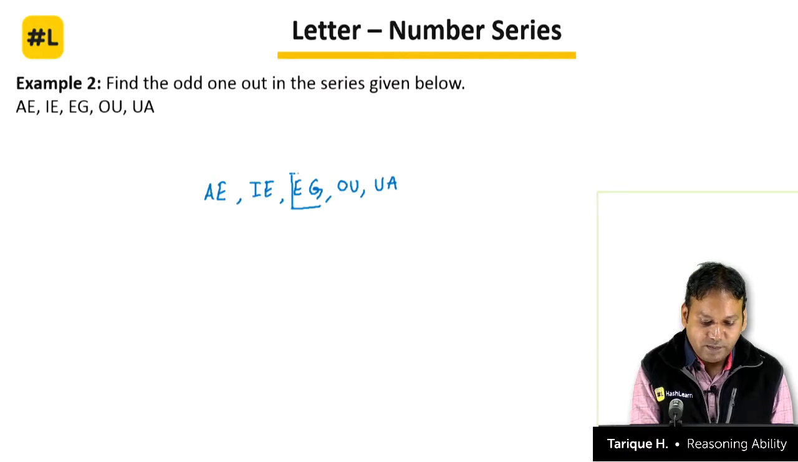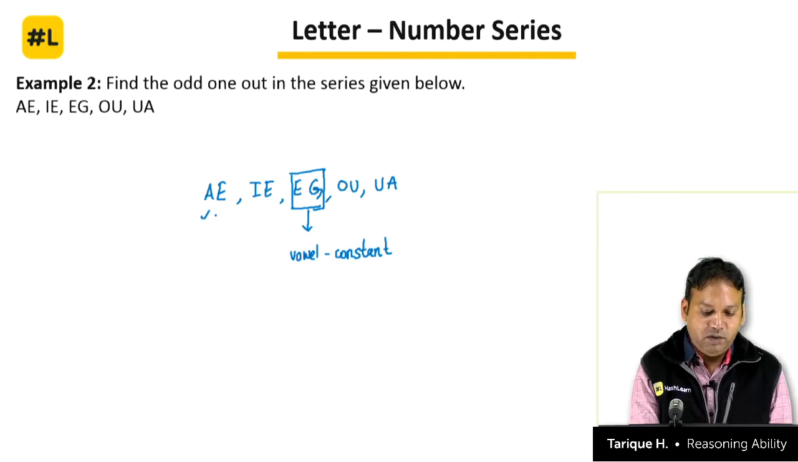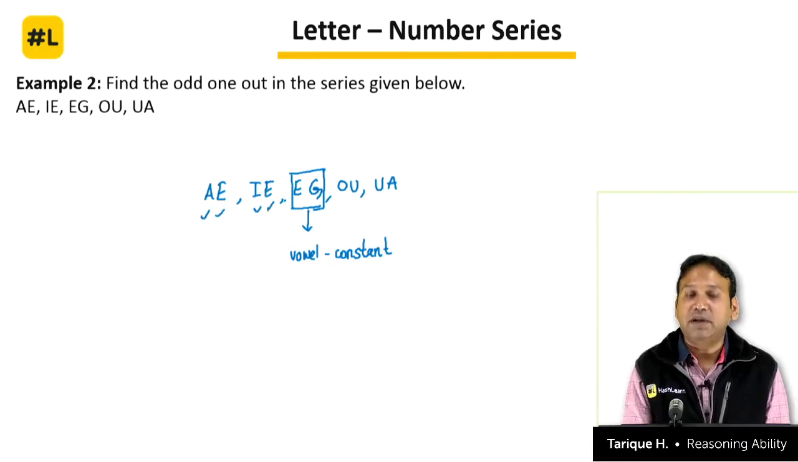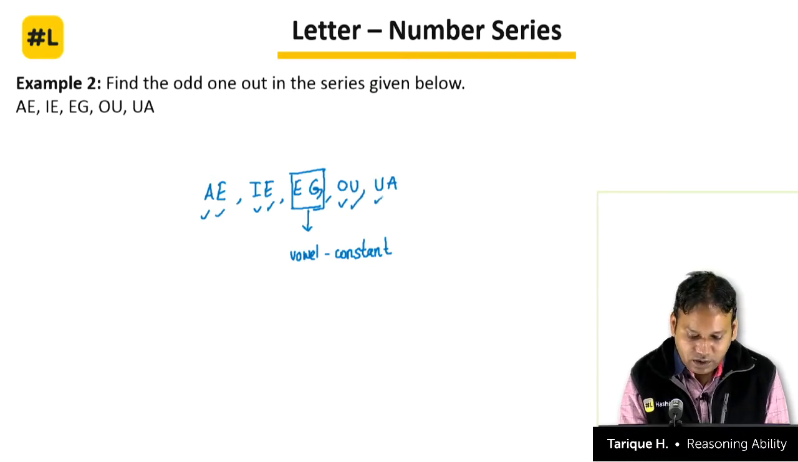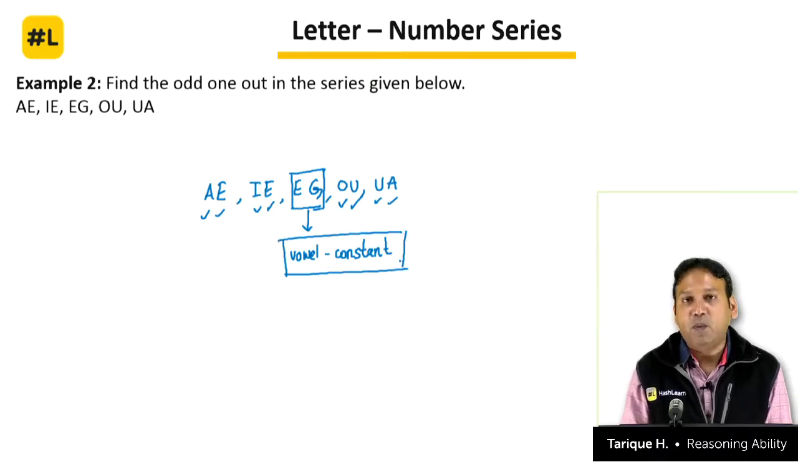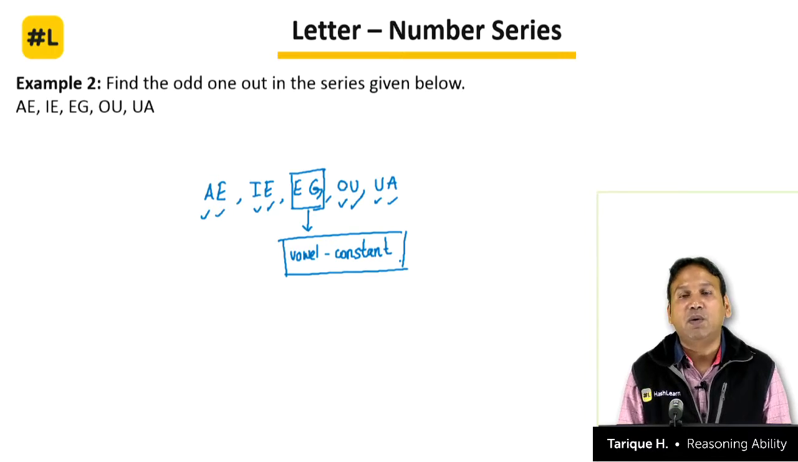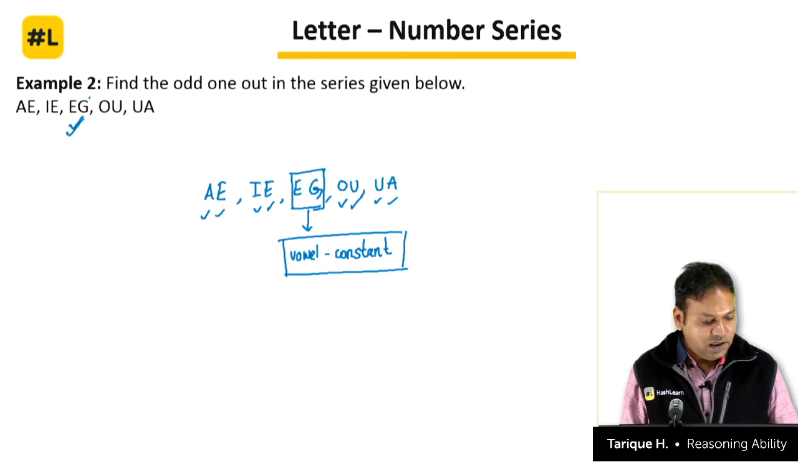Why is EG the odd one out? Because in EG we have one vowel and one consonant, whereas in all the other combinations of letters we have both vowels: A and E are vowels, I and E are vowels. So something as simple as this can also be a question. O and U are also vowels, and so are U and A. So which is the odd one out? The third one, which is a combination of vowel and consonant. It does not contain two vowels, it contains one vowel and one consonant. That is why the odd one out here is EG.